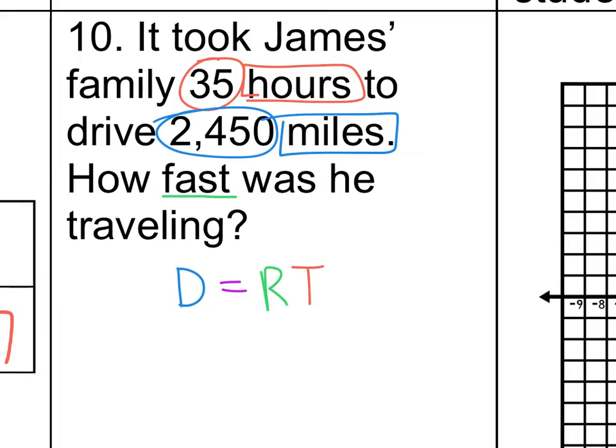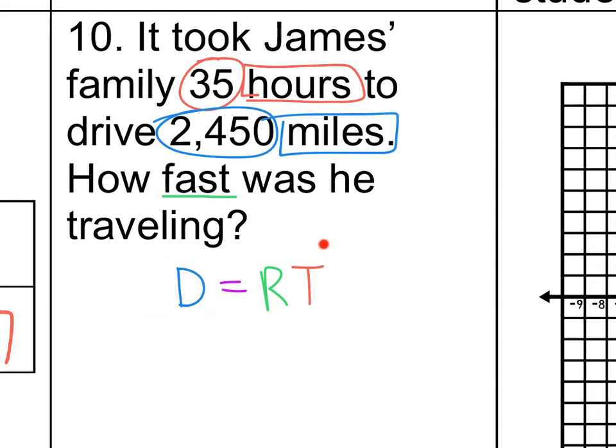So, simple multiplication or division question here. We're going to have our time of 35 hours is how long it took in the car to drive, which is a ridiculous amount of time in a car, by the way. 2,450 miles is the distance that they covered, and the question is how fast, right? And how fast would be a speed or what we call a rate.